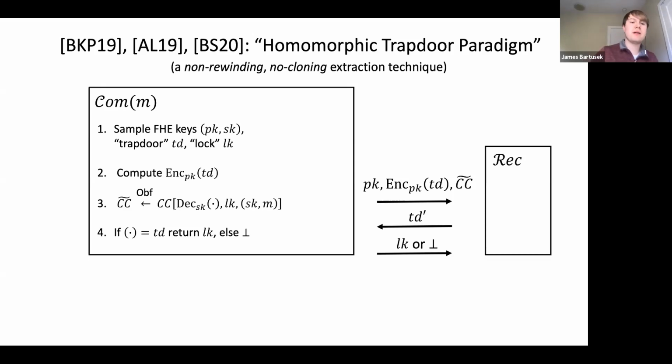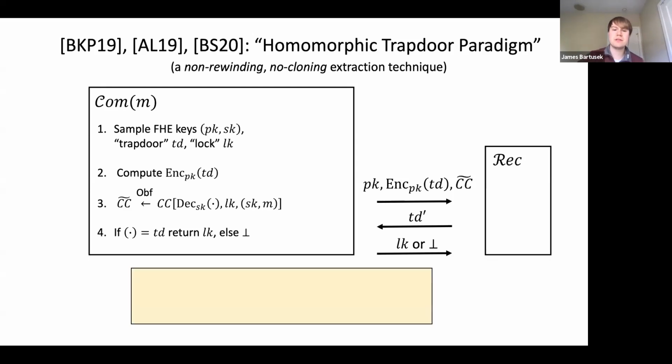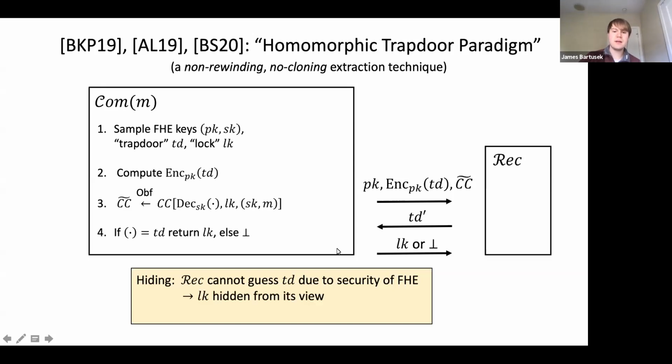Okay, so first, just to get some intuition, why is this plausibly hiding? Like, why is this not releasing the message M to the receiver? Well, first note that if FHE is secure, then the receiver won't be able to guess the value of the trapdoor just given this encryption. Thus the response will just be bot. So lock will be hidden from its view, and if lock is independent of the receiver's view, then you can apply compute and compare obfuscation security to show that this is useless to the receiver. Okay, and thus the message M is hidden.